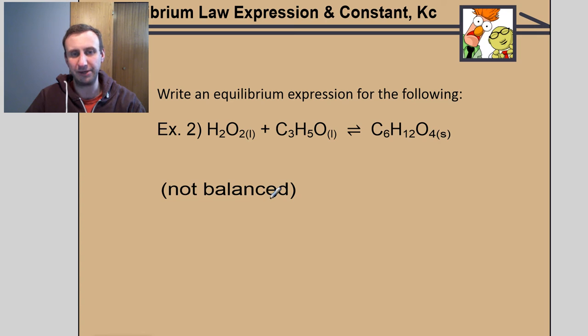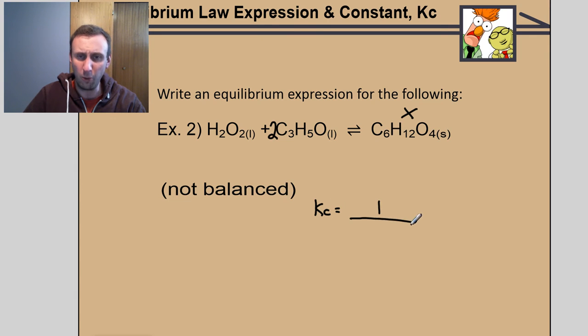This one is unbalanced. We're going to give it a go. I've got H2O2 liquid plus C3H5O liquid gives me C6H12O4 solid. I'm going to need 2 of these to get 6 carbons. Now I have 10 H's plus 2 is 12 H's, and I have 2 plus 2 is 4 O's. I'm balanced. So now I have a solid here, which means I'm not going to include it. And then I've got 2 reactants that are liquids. Because I have 2 liquids, I can include them because concentrations make sense.